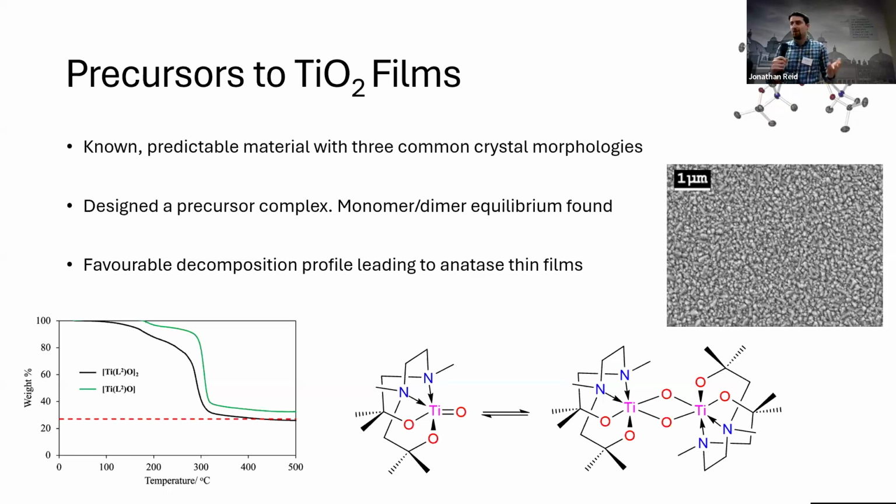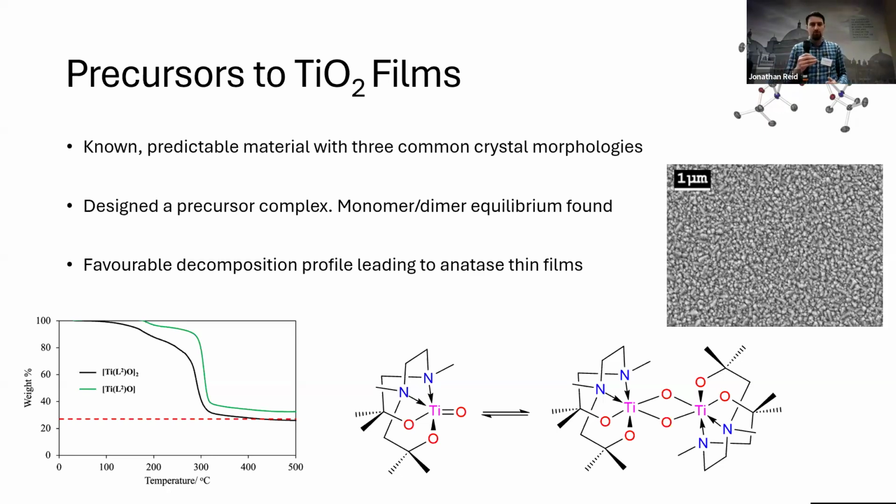These have been studied since the 1980s conventionally, and they're known to exist in 3 morphologies: anatase, rutile, and brookite. I designed a precursor complex bespokely for this, containing these oxo bridges again. It turns out this species I designed by reacting with water actually exists in a monomer-dimer equilibrium. You can see the double bonds to oxygen on the left being the monomer, and on the right you have the dimer. In solution, they equilibrate.